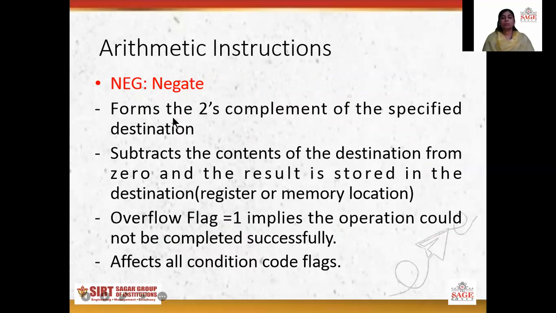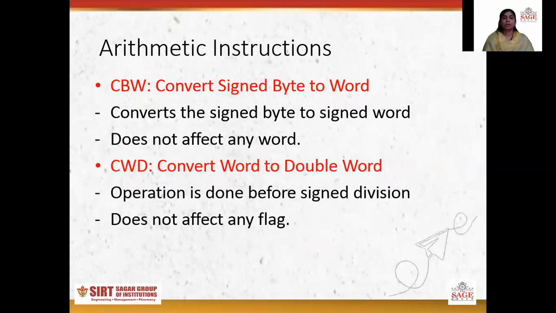Negate forms the 2's complement of the specified destination, subtracting the contents of the destination from 0, and the result is stored in the destination. It affects all condition flags. Arithmetic instructions: CBW converts the signed byte to a signed word and does not affect any flag. CWD stands for convert word to double word, and the operation is done before signed division and does not affect any flag.